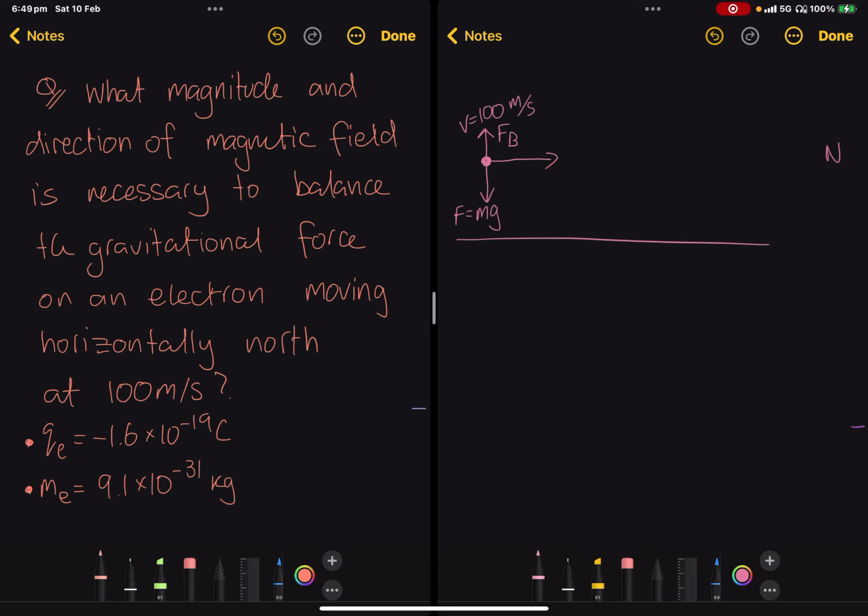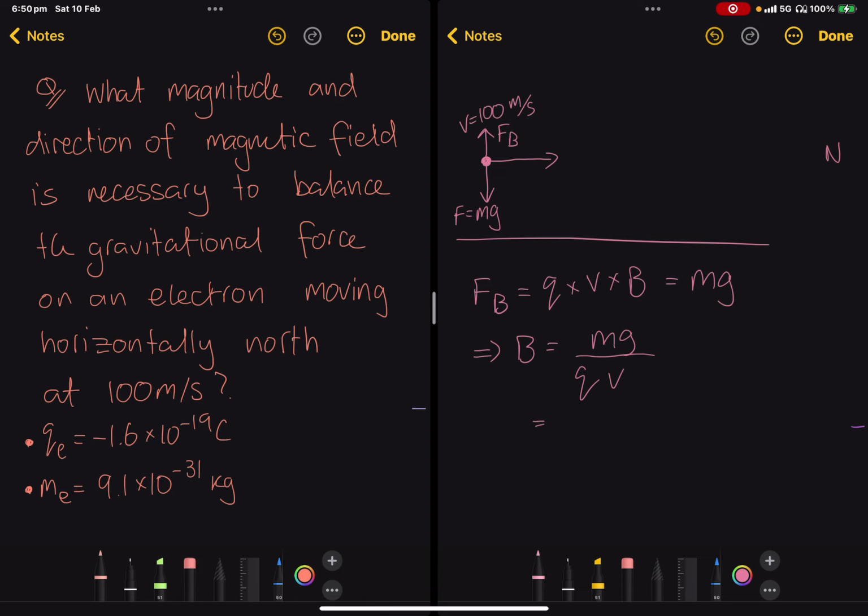Now we know that the force due to a magnetic field is equal to the charge of the particle multiplied by its velocity multiplied by the field strength. We are going to assume that it is at a 90-degree angle, so we have no sine of theta. So this is the force due to the field, and this is going to be equal to the force due to gravity, which is mass times gravity. They're asking us what is the magnitude and direction of the magnetic field, so we need to solve this for B. This tells us that the field is equal to mg over qv.